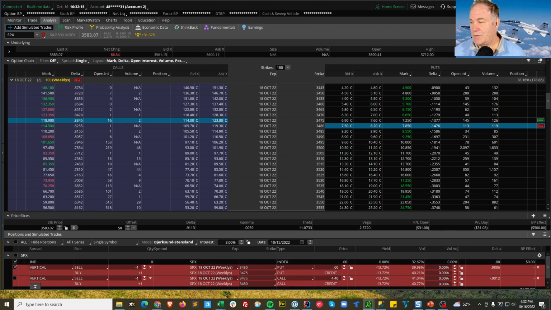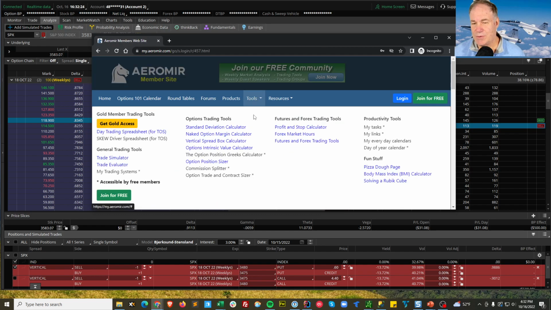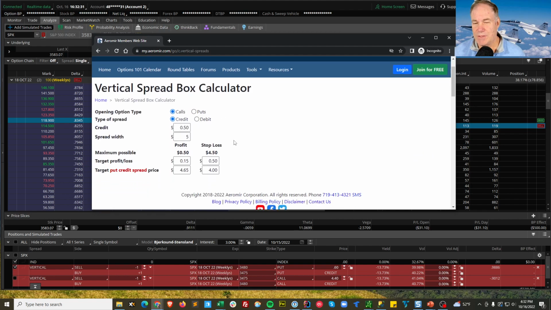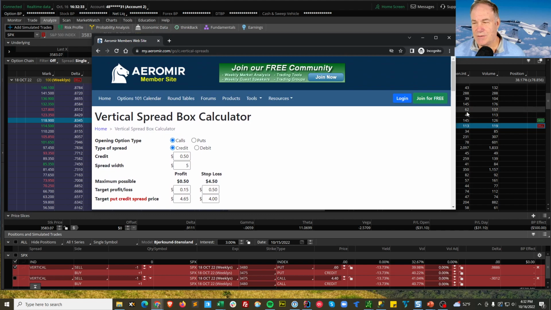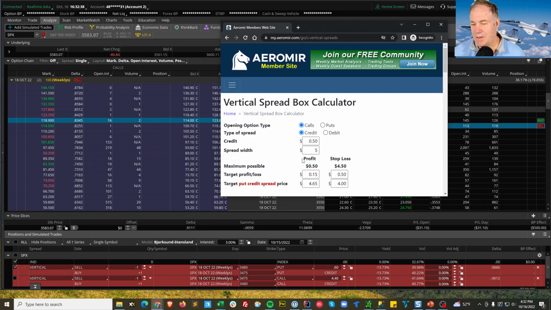But let's figure out what prices we should set. So on the Aramir member site, my.aramir.com, if you go there, it'll ask you to log in, but there's free tools, and the one we're going to talk about today is the free vertical spread box calculator. So what does this do? This lets you put in what kind of position you've got and what your target should be. So for instance, in this case, we're using a put credit spread right here for 60 cents. Let's put that in. $5 strike widths.